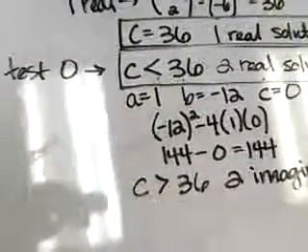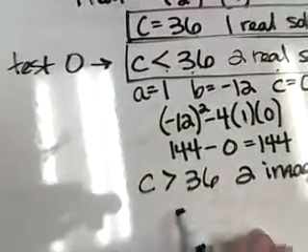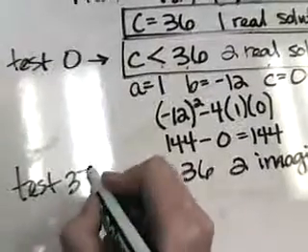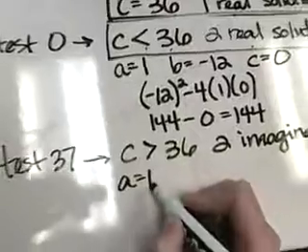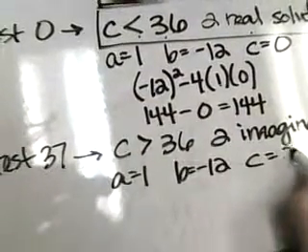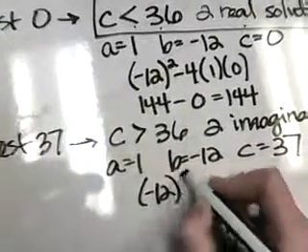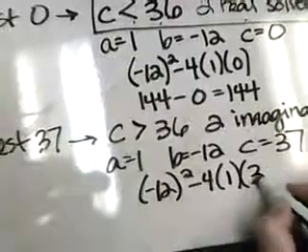But I've got to test it, okay? So this time we need to test a number greater than 36. Let's test 37. Not a fun number to test, but we can still do it. A is 1, B is negative 12, and C is 37. So we have negative 12 squared minus 4 times A times C.